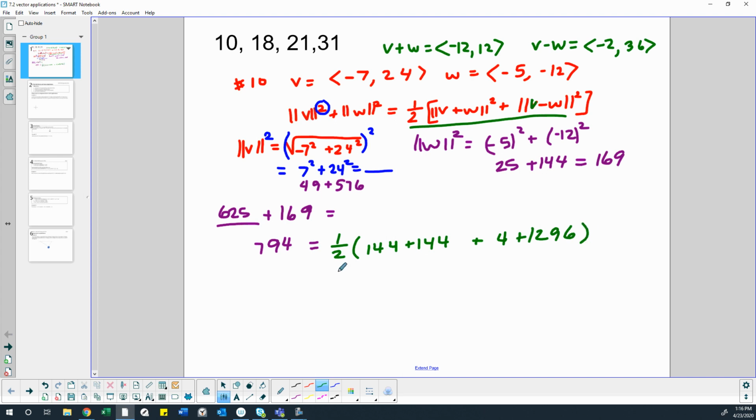So then if we add all of those numbers together, 144 and 144 is 288 for that part. And then plus 4 plus 1296. So that gives me 1588. And we're just halving that number, which is 794. So we just verified that this formula is true.